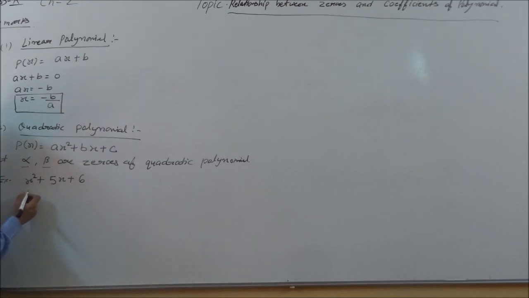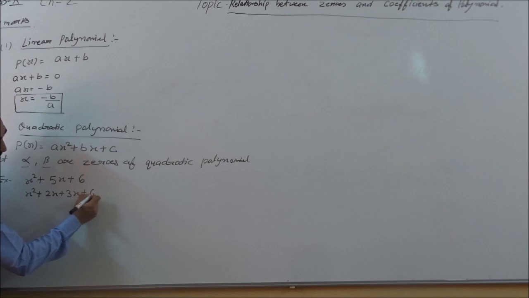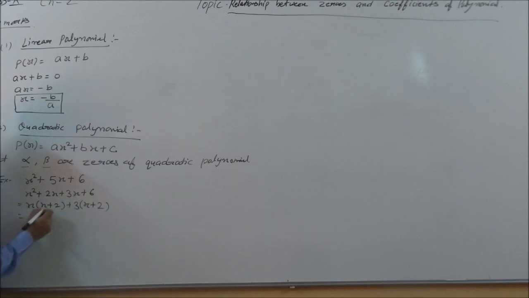By splitting the middle term you can find them; in class 8 you have understood about splitting the middle term. So I am writing here x square plus 2x plus 3x plus 6. We take x common: x times (x plus 2), plus 3 common: 3 times (x plus 2). So the remaining is x plus 3. Now x plus 2 equals 0 to find the zeros. This is the factorization form of the quadratic polynomial.